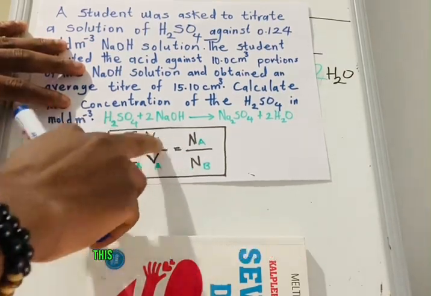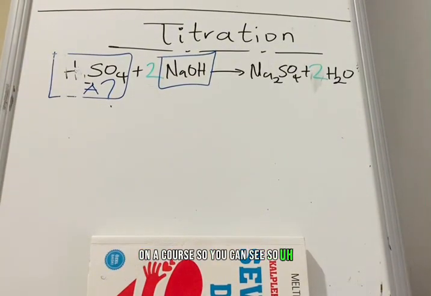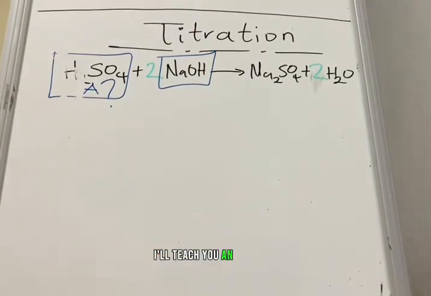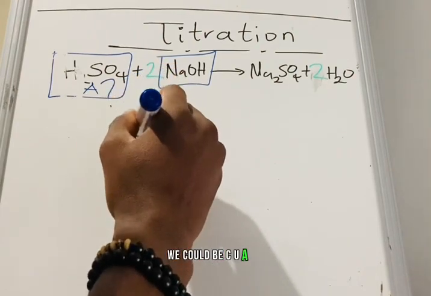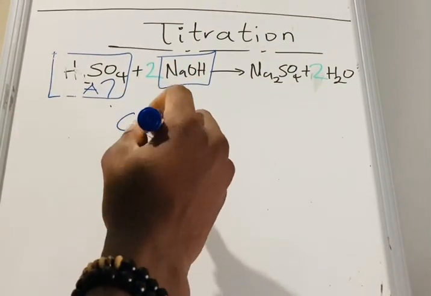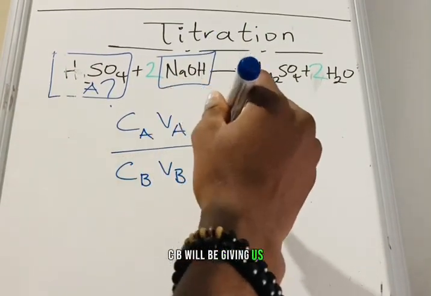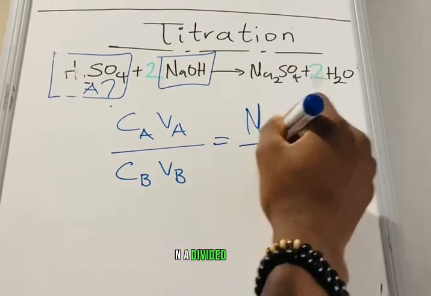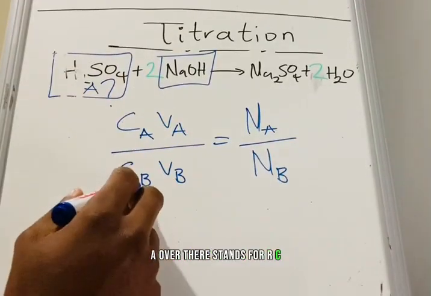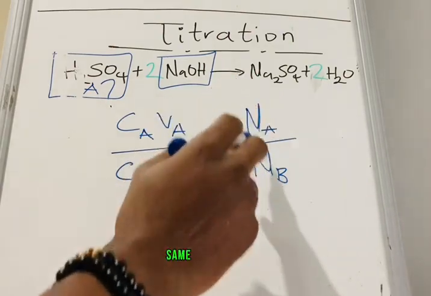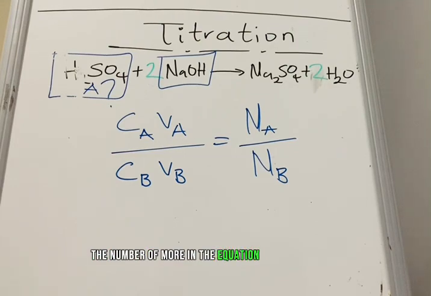This equation we're going to use, I'm going to write it on the board so you can see. Our titration equation will be CA VA divided by CB VB equals NA divided by NB. A stands for acid and B stands for base, and N stands for the number of moles in the equation.